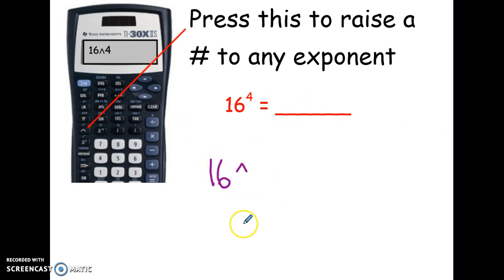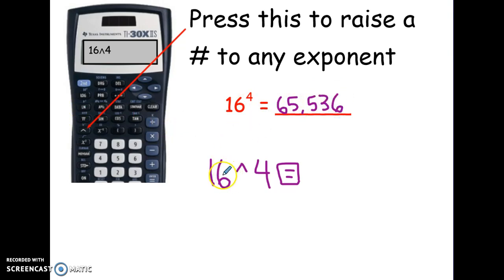So, here's a shortcut. Okay? If you type in your base, and then you hit this button here, which I call the caret, it will allow you to type in the exponent behind it. So you can see it shows up just like this on your screen. And then you're going to hit your equals button. And the nice thing about this is it's going to do all the work for us, okay? And I believe for this one you get 65,536.